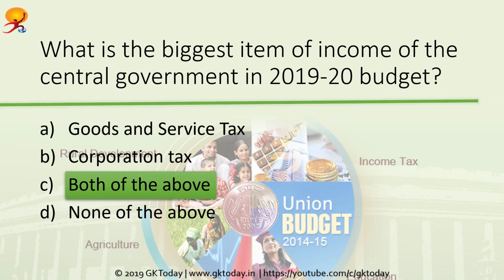The correct answer is both GST and corporation tax. The biggest items of government's revenue receipts are the GST and corporation tax, and government receives about 21% income from each of these taxes. So 21 plus 21 is total 42% of our government's income is from these two taxes.